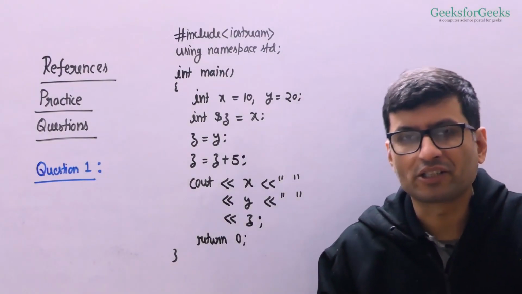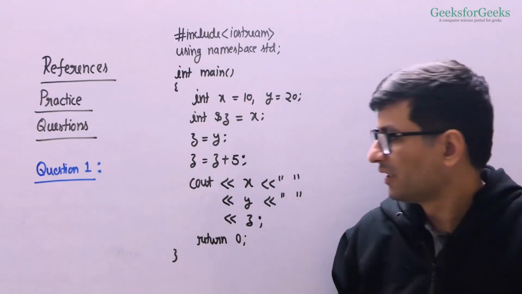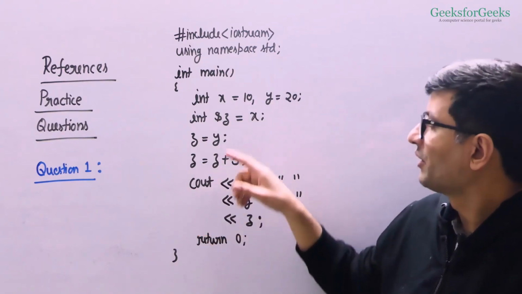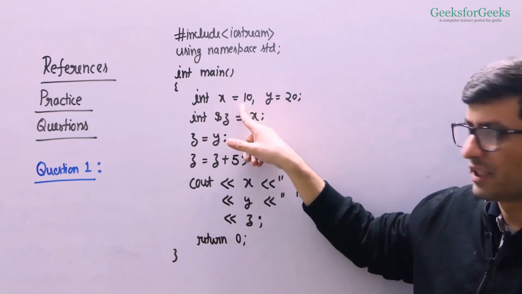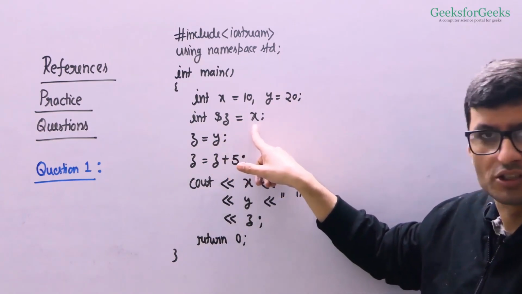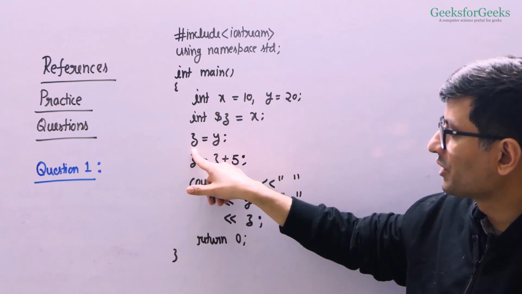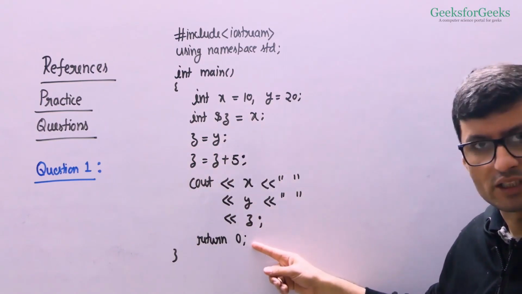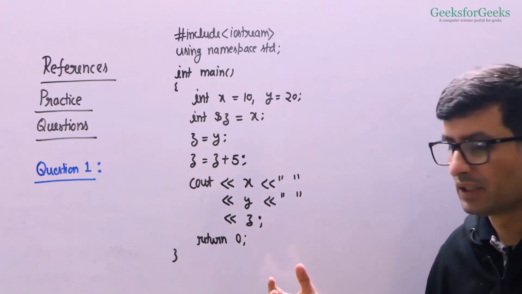Let's now do some practice questions on references. Please take a closer look at this program and try to guess the output of it. We have a variable x equal to 10, y equal to 20, then we have a reference z which is equal to x. We do z equal to y, then we do z equal to z plus 5, then we print x, y, z, all of them. What will be the output of this?